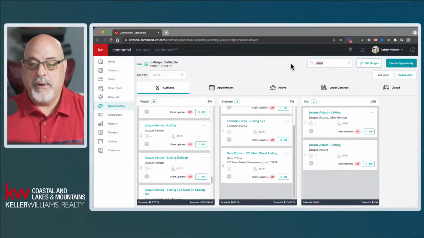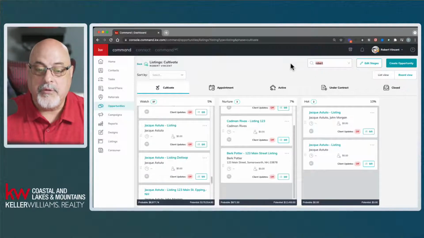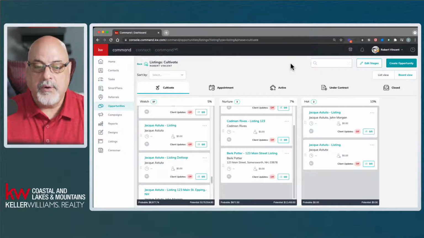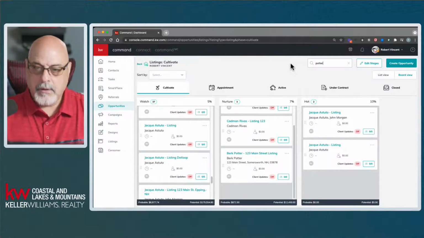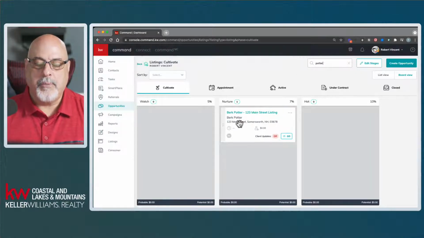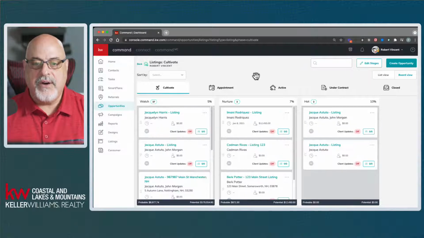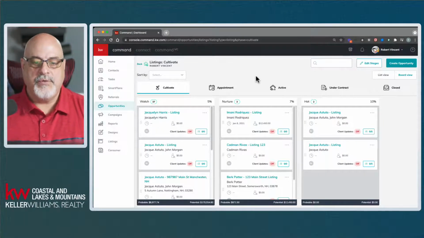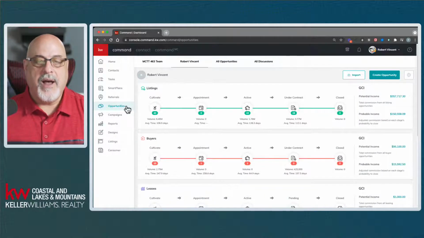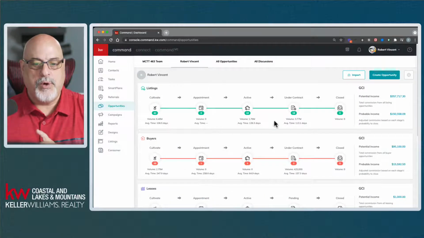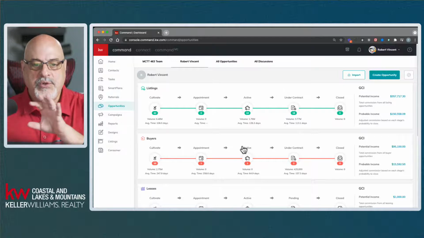actually, I shouldn't search for Robert. I'll search for someone else because my name is on all of those. Let's go with Potter. There we go, Burke Potter. So I can search for stuff. Yes, this is great. But I've got a cluttered interface here, and it can get very, very kind of crazy. So if I'm going to be managing an individual opportunity, I can still use the dashboard to do it, but I'm not going to use this page.